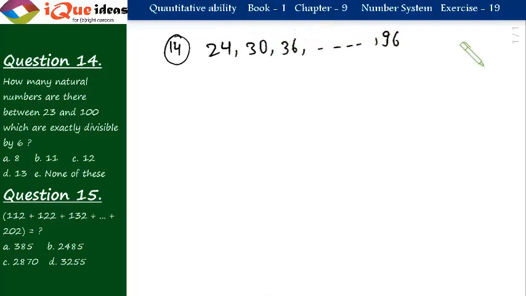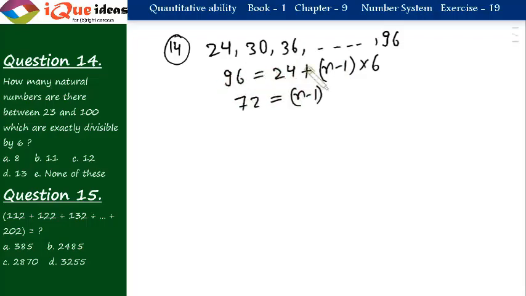You can still apply the arithmetic progression method, wherein you can say 96 is equal to A, that is 24, plus n minus 1 into D, that is 6. And from here you get 96 minus 24, which is 72, is equal to n minus 1 into 6. This will give us n minus 1 equal to 12 and n equal to 13. So there are 13 such numbers from 23 to 100 which are exactly divisible by 6.